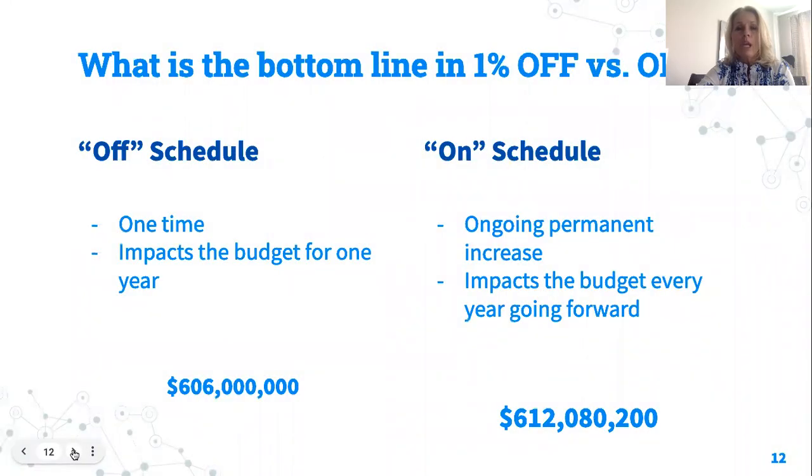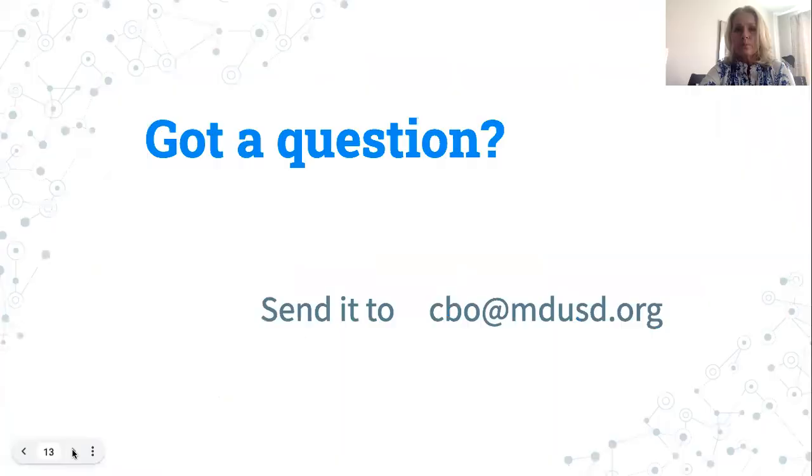So let's just compare the two. Off schedule, your salaries would cost you 606 million. On schedule, they would cost you $612 million. So you can see as you go up in your percentages of on or off schedule, how it would impact the budget. Hope that helps explain it a little bit.